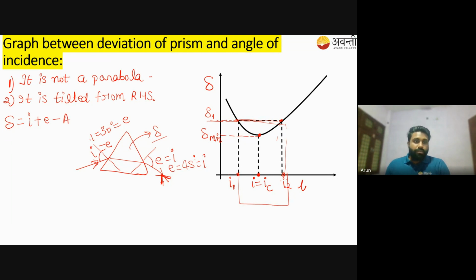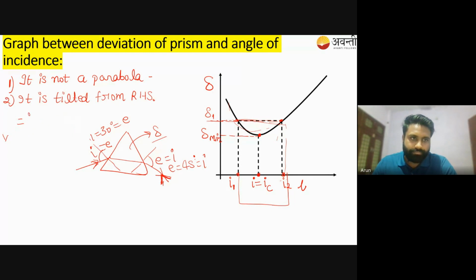Okay, so from this relation, you will see that if you increase the value of A, the value of delta will have to decrease, but it is not going to happen. Got it? It is not going to happen because of this complex variation of delta with respect to I. It is a practically observed phenomenon.